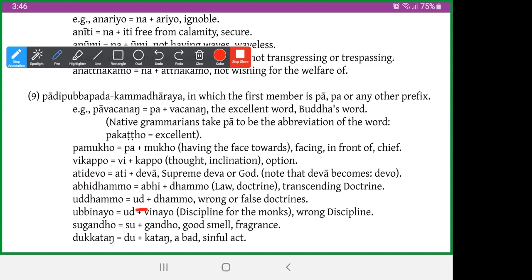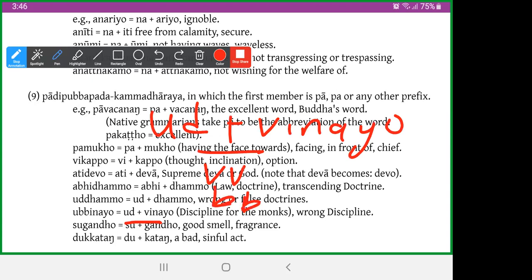So here ud has the meaning of wrong. So wrong doctrine. Dhamma translates as doctrine here, right? So you got the vinaya, right? So when you put the ud plus vinayo, the v here sometimes you combine and it becomes vv, all right? Then the vv changes to bb because vv and bb are quite similar in sound. So there are changes in Pali. So ud vinaya becomes a b sound, right? So we get ud binayo.